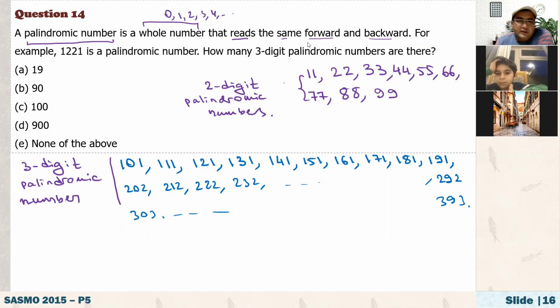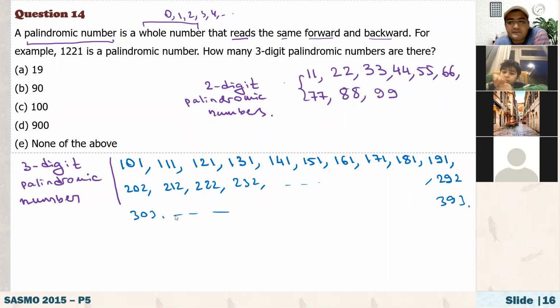Okay. So now we are talking about these questions. As you know, Fikriya, we just started this SASMO 2005 P5, and we did like 4 questions, if you remember. We just stopped here. So we are going to continue from here.